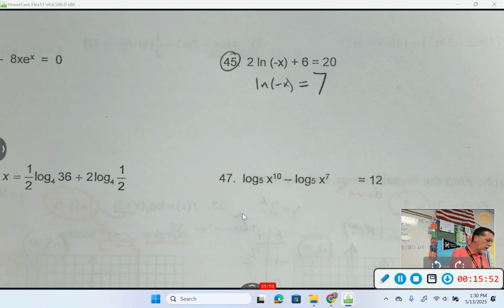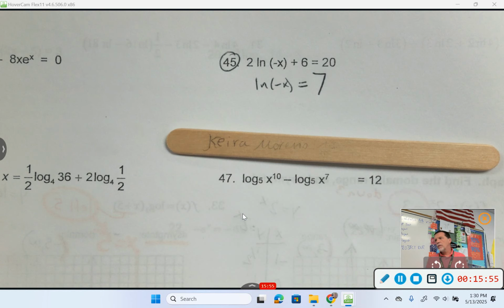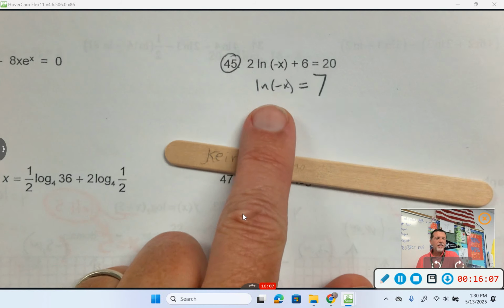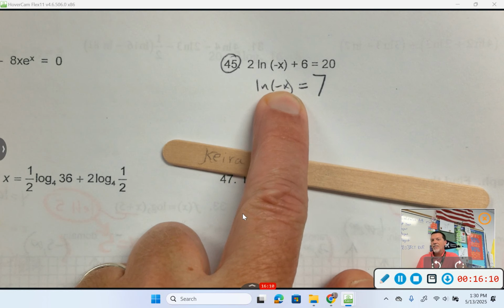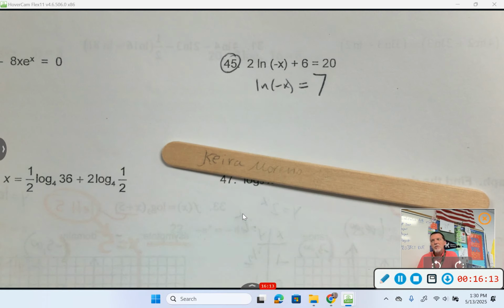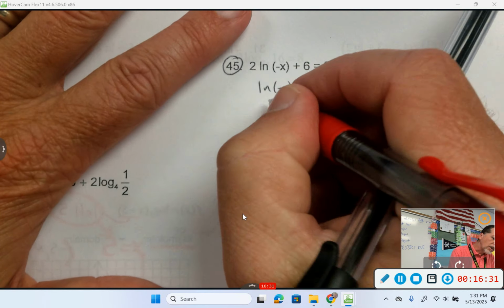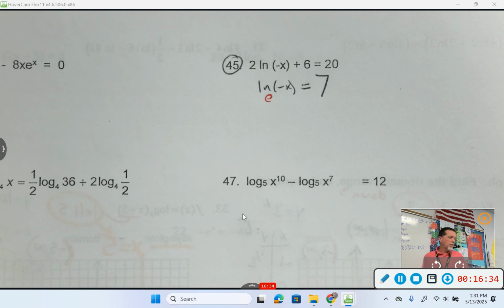Two steps at once there. Kira, thoughts on what we could do next? It's not no solution. I mean, you're right to be thinking about that because you can't take the log of a negative number. But if x itself is negative, then negative negative would make it positive, so this might work. So how do I undo a natural log? Anybody? How do I undo a natural log? I could fishhook it. So Kira, what do I get if I fishhook that?